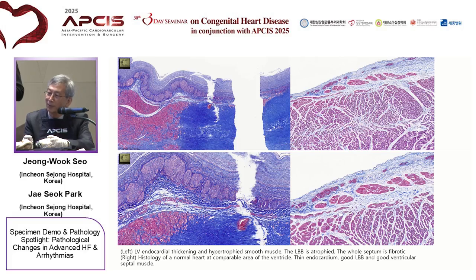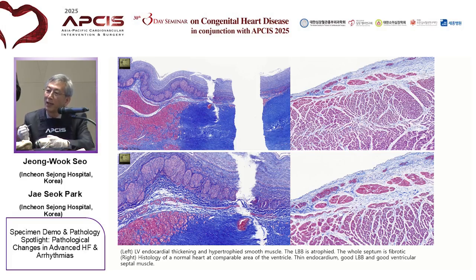Maybe you can recognize it. On the right side, we are looking at the much bigger left bundle, which is in a subendocardial location, and the deeper part is myocardium. So the difference between left and right is that on the right side, the endocardium is thin, and on the left side, the endocardium is thick and the smooth muscle is hypertrophied.